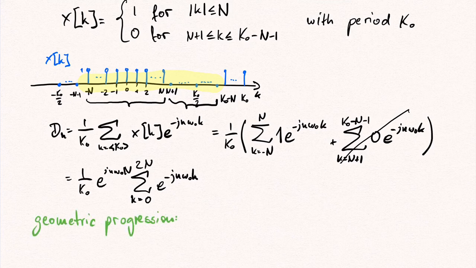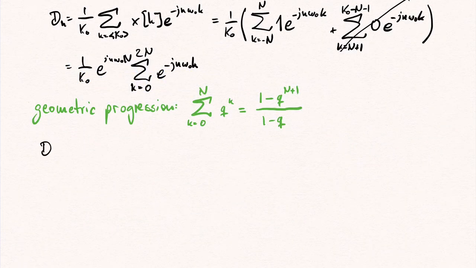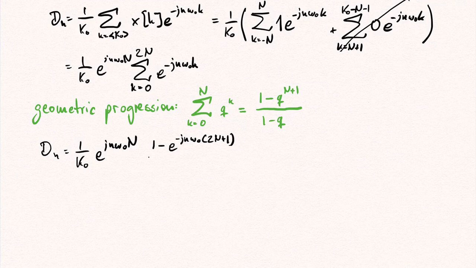For the next step, we need to remember the formula for the geometric progression. It says that if we have a sum for k equals 0 to capital N of q to the power of k, this is equal to 1 minus q to the power of capital N plus 1 divided by 1 minus q. Using this formula, we can rewrite d_n as equal to 1 divided by K0 times e to the power of j n omega 0 capital N times 1 minus e to the power of minus j n omega 0 of 2N plus 1 divided by 1 minus e to the power of minus j n omega 0.